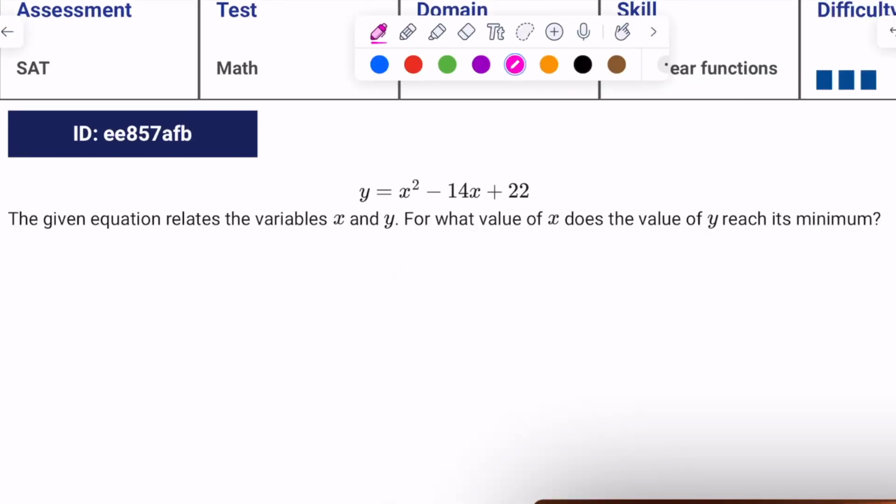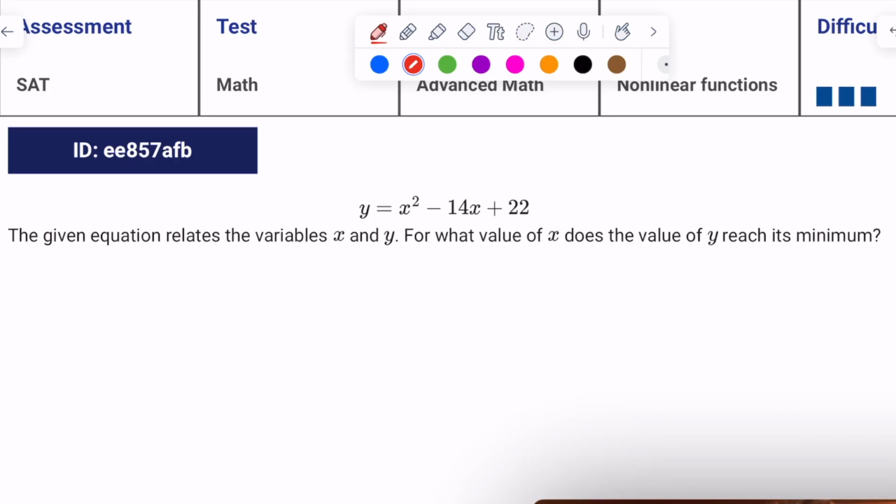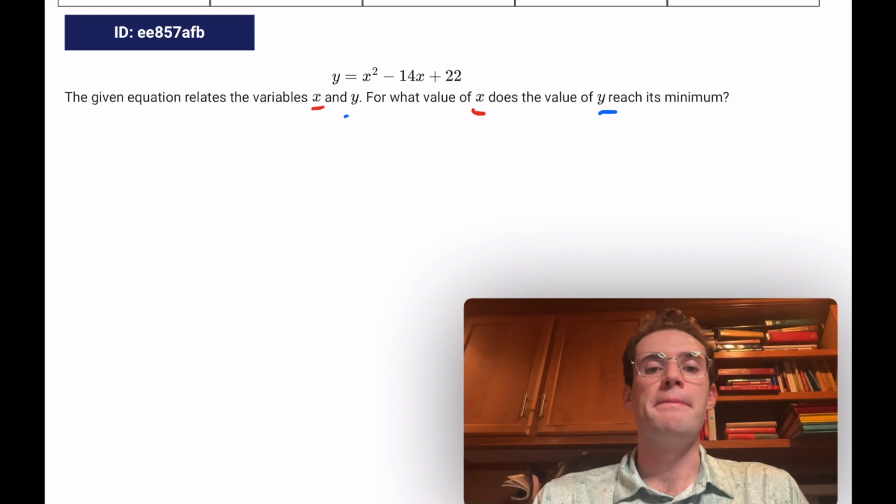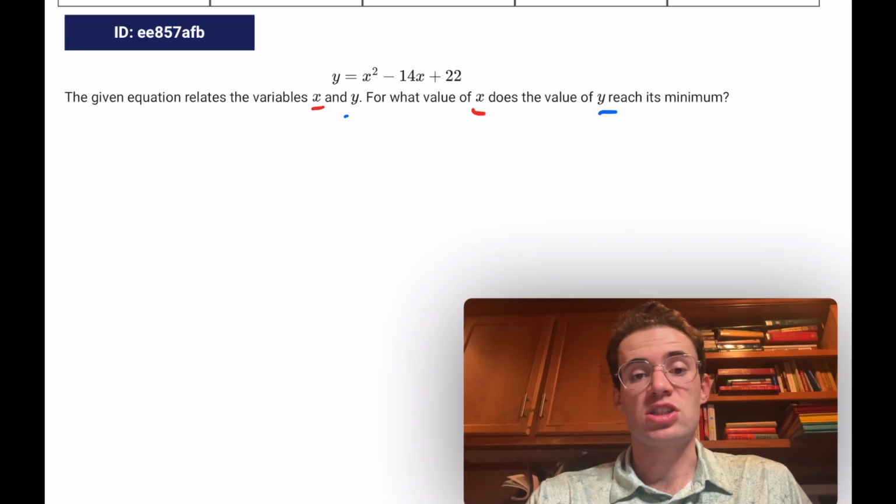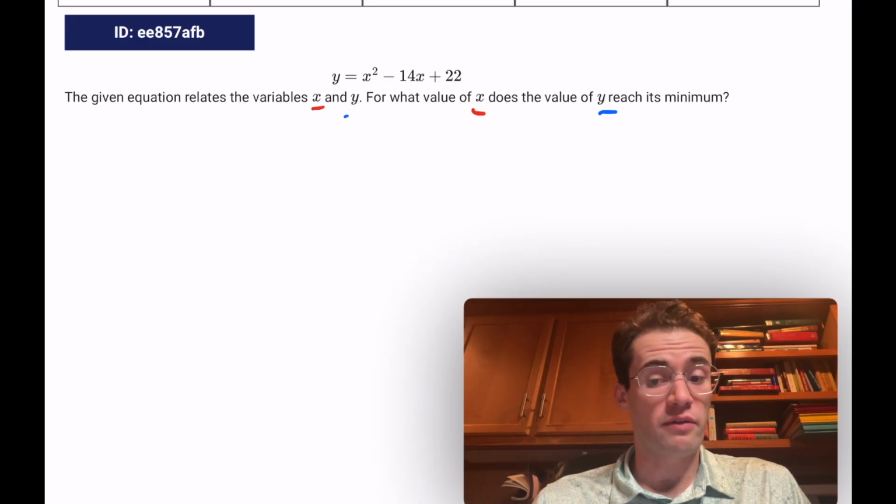All right, here we have y equals x squared minus 14x plus 22. The given equation relates the variables x and y. For what value of x does the value of y reach its minimum? So we want to find when is y reaching a minimum, which in this case, since it's a quadratic function, they're probably looking for the vertex.